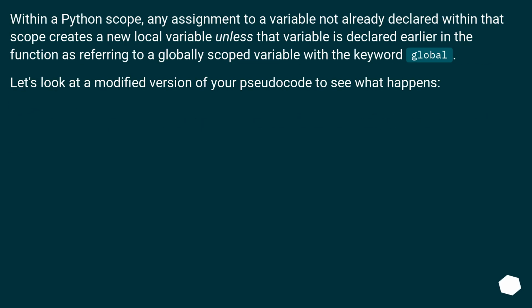Within a Python scope, any assignment to a variable not already declared within that scope creates a new local variable, unless that variable is declared earlier in the function as referring to a globally scoped variable with the keyword global. Let's look at a modified version of your pseudocode to see what happens.